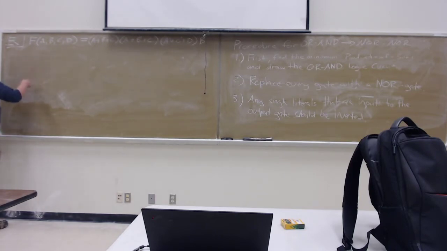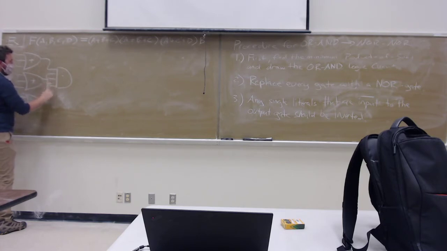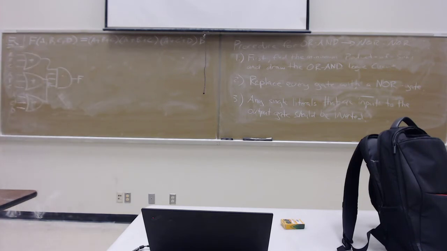Well, then to start with, we have 3 OR gates. With A or B or C. Then A or B prime or C, and A or C prime or D, and all of that ANDed with B.